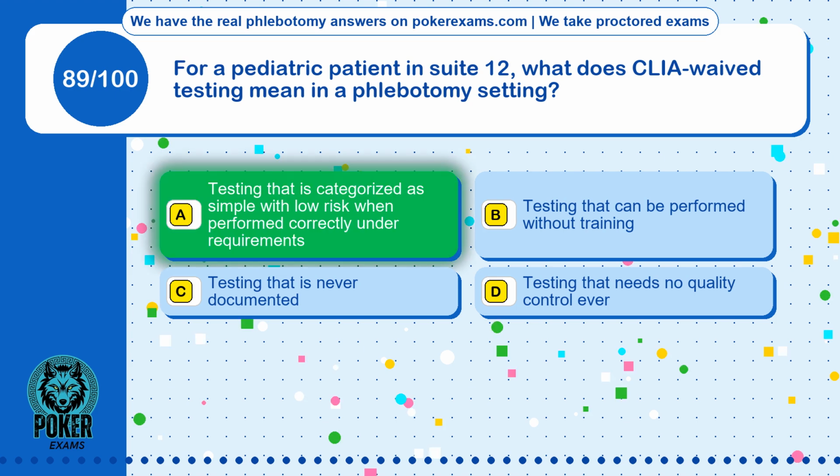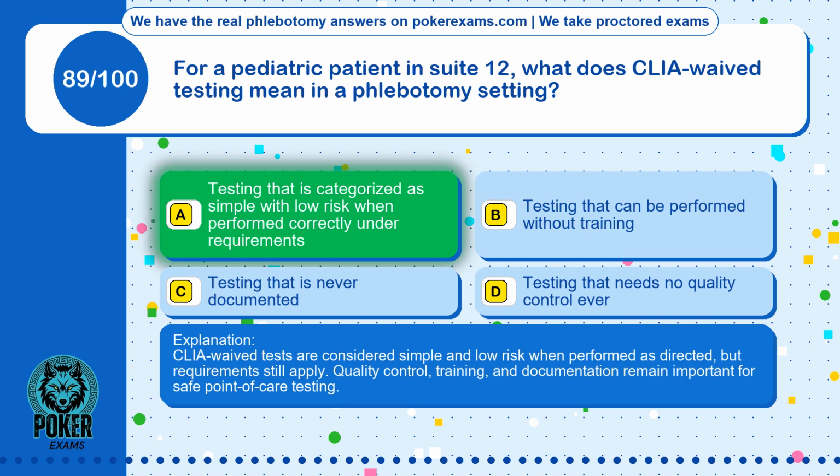The correct answer is option A. Testing that is categorized as simple with low risk when performed correctly under requirements. CLIA waived tests are considered simple and low risk when performed as directed, but requirements still apply. Quality control, training, and documentation remain important for safe point-of-care testing.